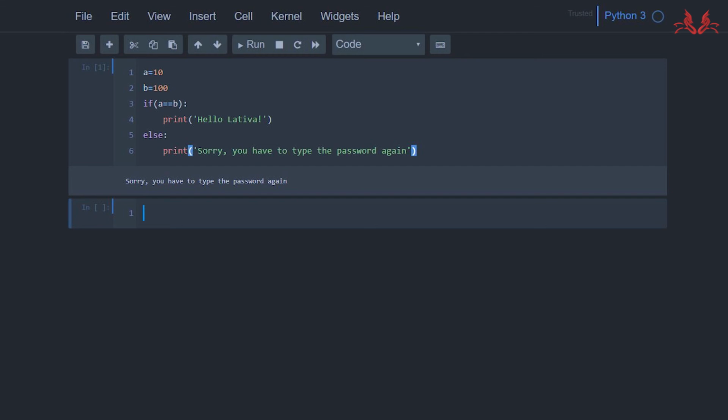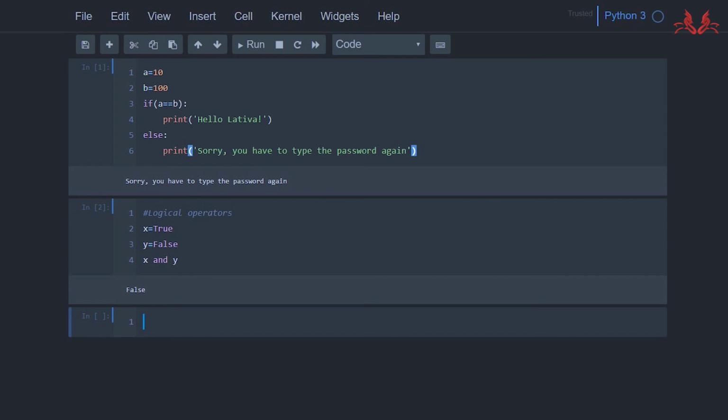Alright, let's take a look at logical operators. For example, x equals true and y equals false, and we type x and y, and we got false.